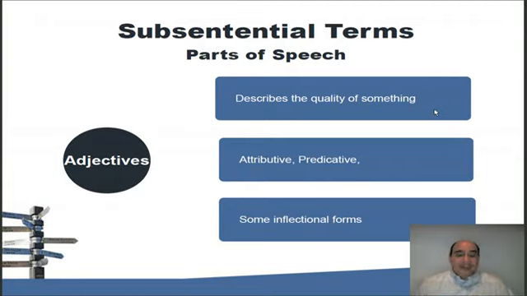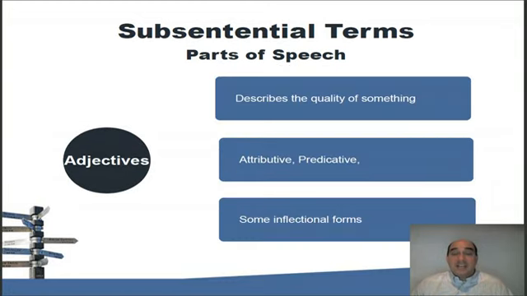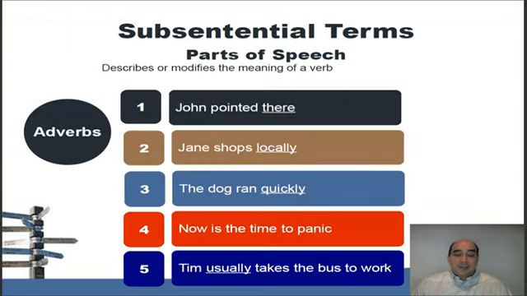There are two basic types of adjectives, okay? There are attributive adjectives, and those are in front of a noun, right? The red balloon. And there are predicative adjectives, right? And those are the ones that go after a noun. And there are a number of inflectional forms with adjectives. Things like ER and EST would be some of the examples that come to mind for me as far as inflectional forms.